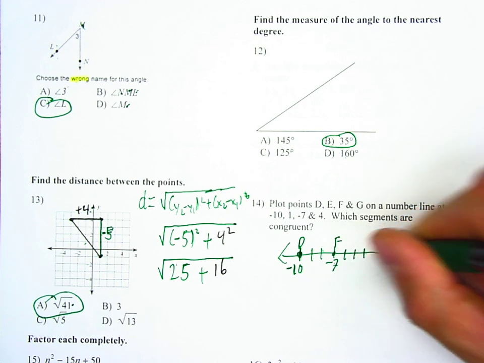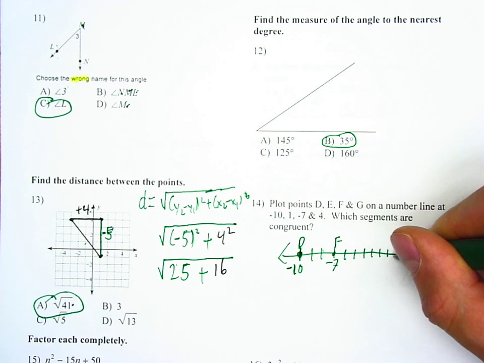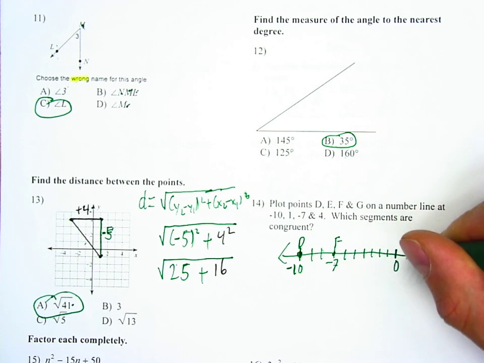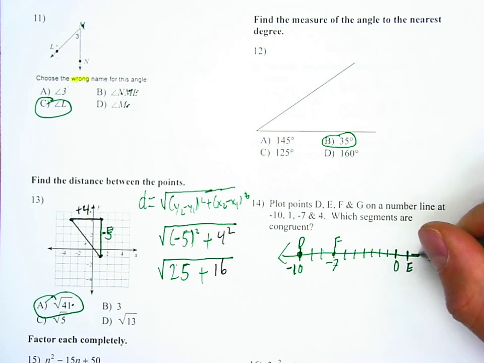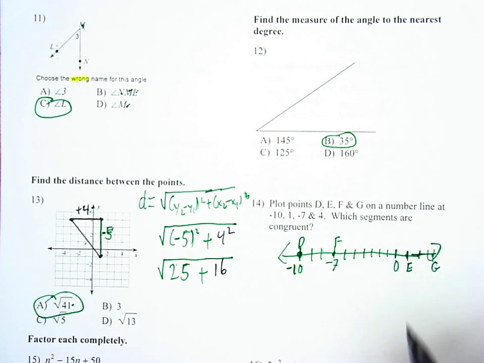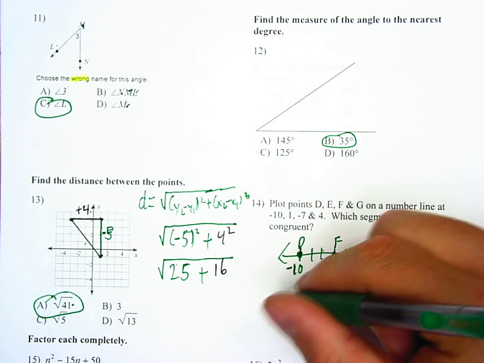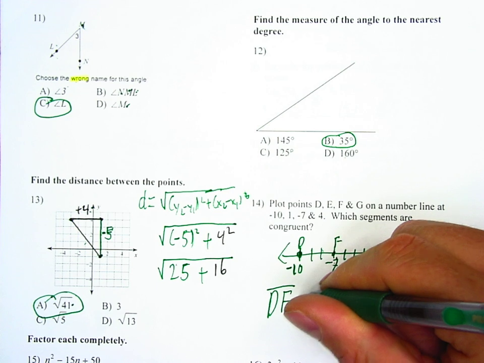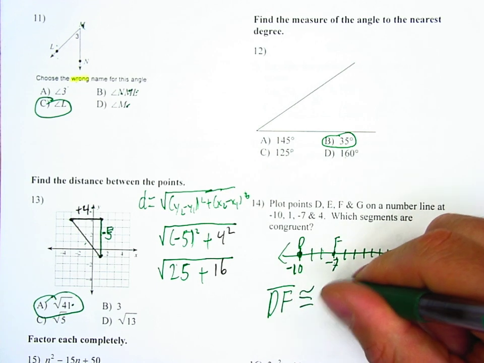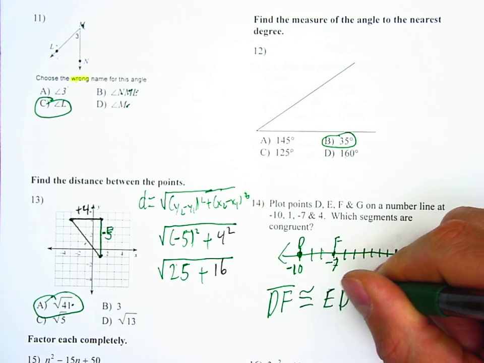6, 5, 4, 3, 2, 1. There's 0. There's 1. That's point E. 2, 3, 4. That's point G. D, E, F, and G. Which segments are congruent? Well, D to F is 3, and so is E to G. D, F is congruent to E, G. Not D, G.